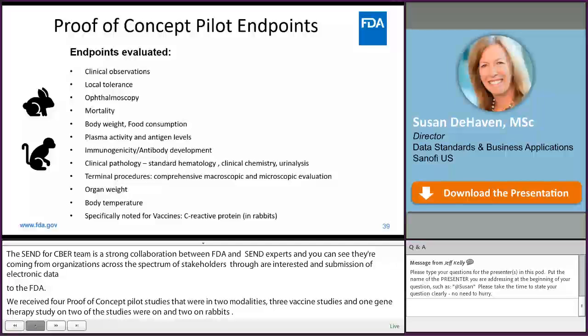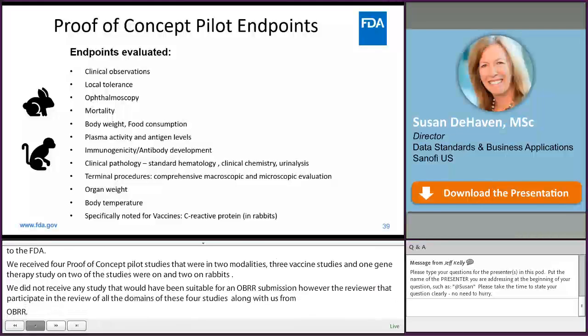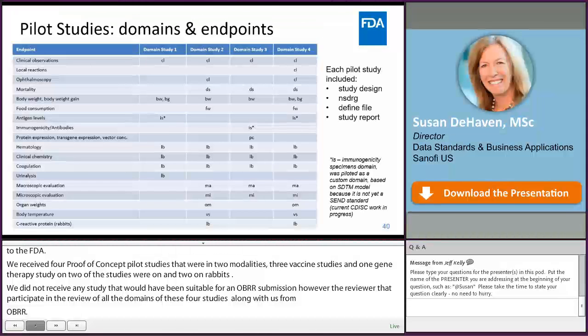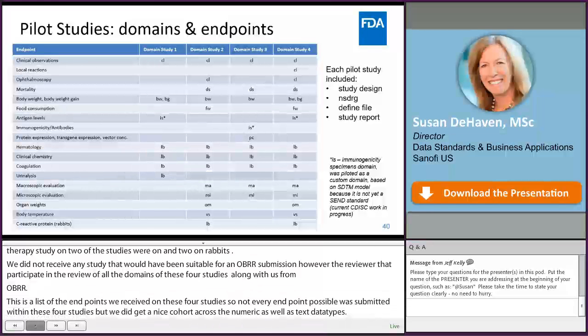This is a list of the endpoints that we received on these 4 studies. So not every endpoint possible was submitted within these 4 studies, but we did get a nice cohort across the numeric as well as text data types. And I made this grid in order to map for you the individual endpoint to the domain that it was submitted in for each study. And you can tell here that not every endpoint is received on every study, but overall, that of course is normal, depending on the protocol and the methods section and which endpoints are measured per study.